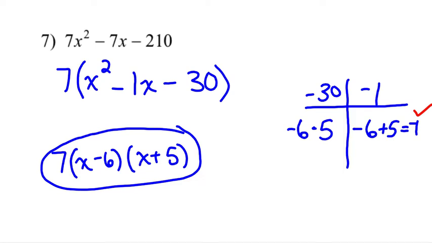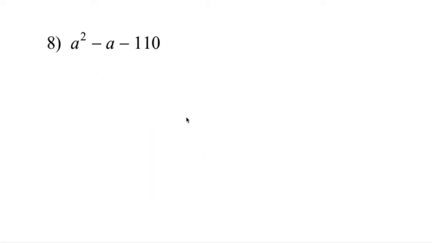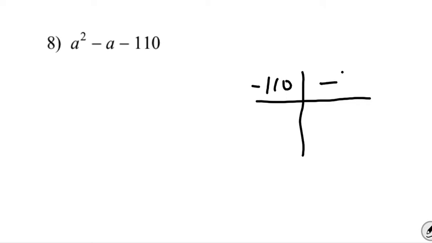Okay. One more of these before we get into our dots. Difference of two squares. So again, first term is a 1a squared, so that's good. Now we just need to look at 110. Negative 110. And the middle number is negative 1.